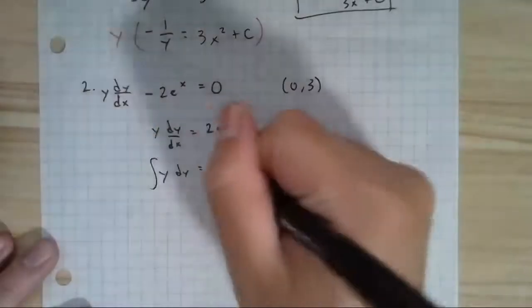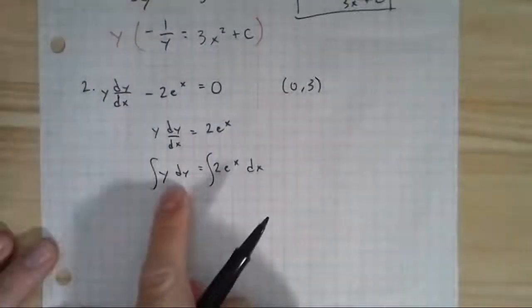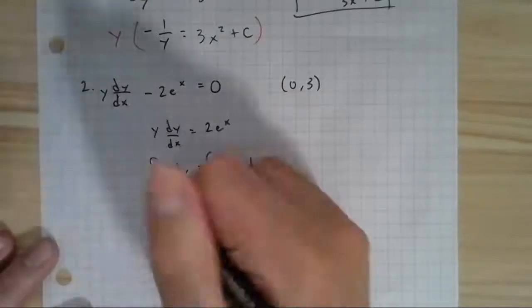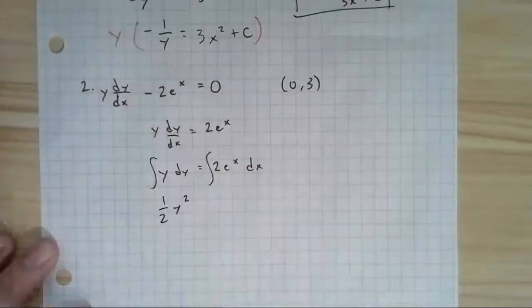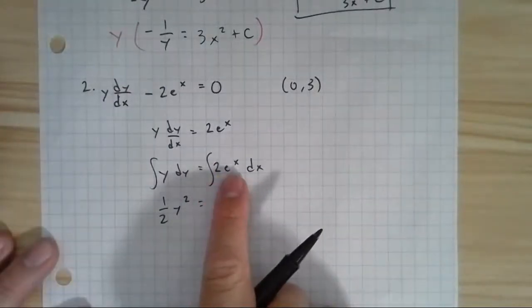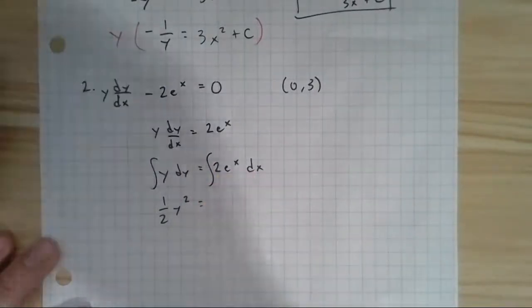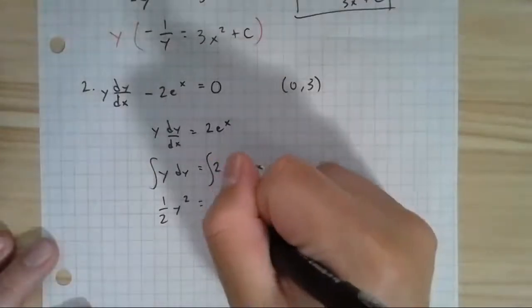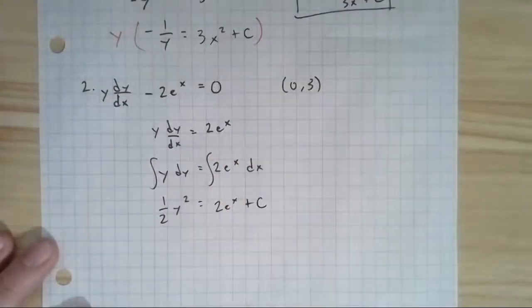Now I can integrate. Here, add 1 to the exponent, divide by it, I get 1/2 y squared on the left side. 2 is just a coefficient there. The integral of e to the x is e to the x, so I'll get 2e to the x plus c. Okay.